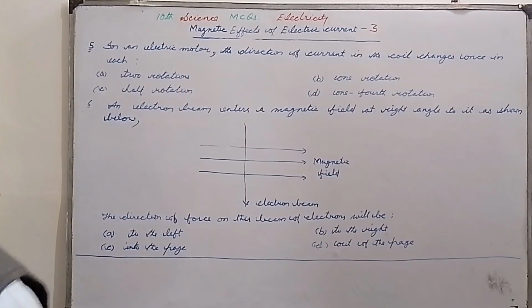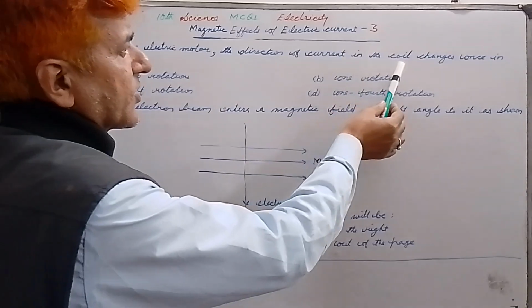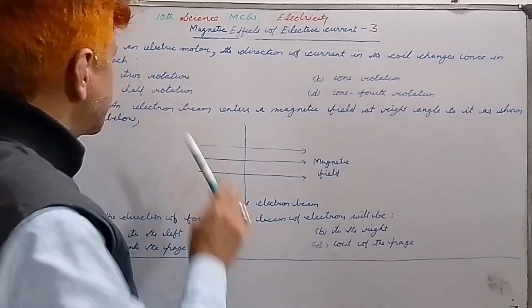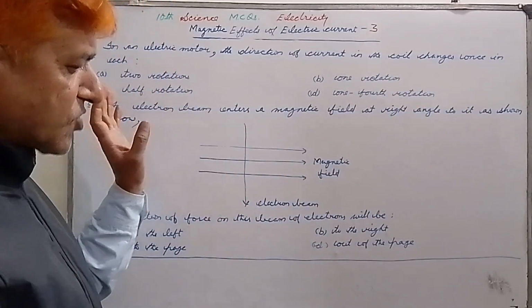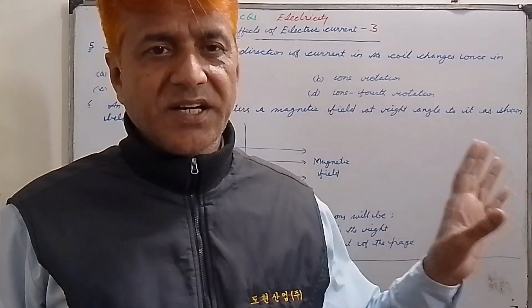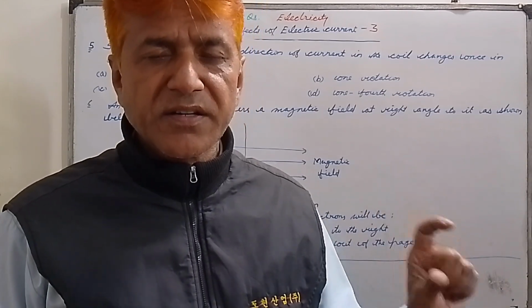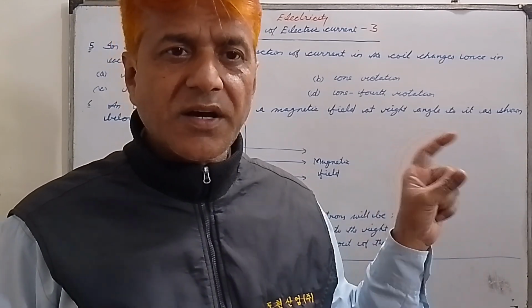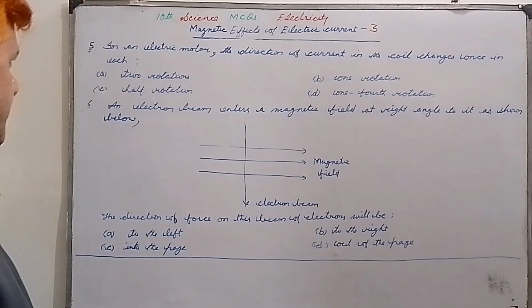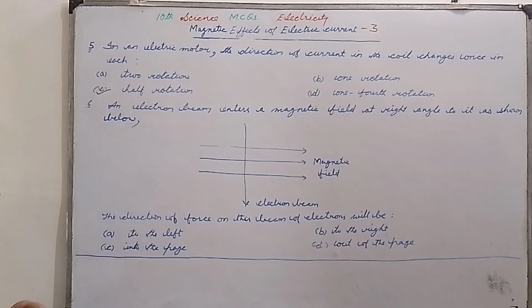Now we have question number 5: in an electric motor, the direction of current in the coil changes once in each. Always remember, or you might know this, that in an electric motor the direction of electric current changes after each half rotation. So C is the correct option here. Please remember this.